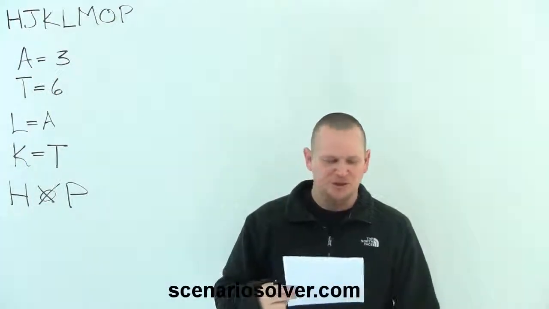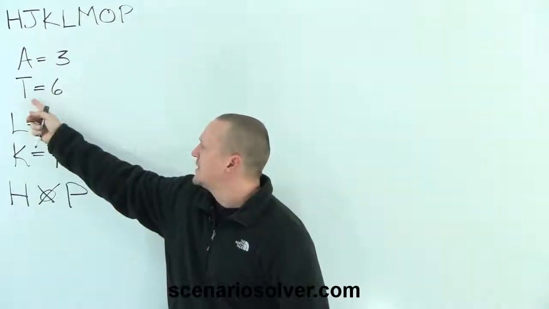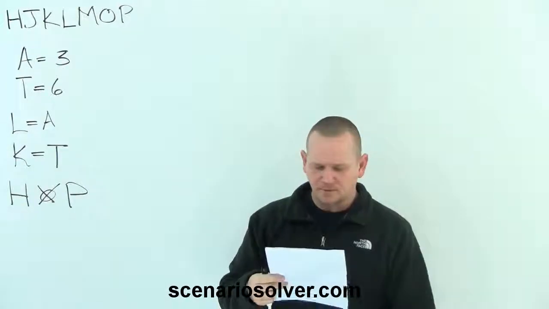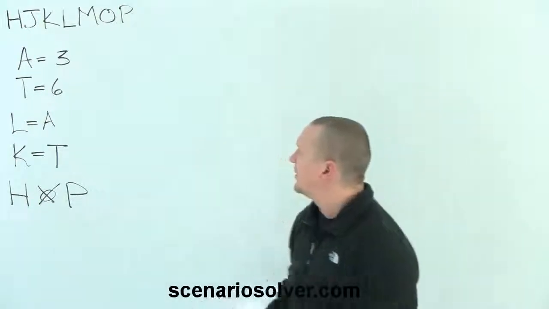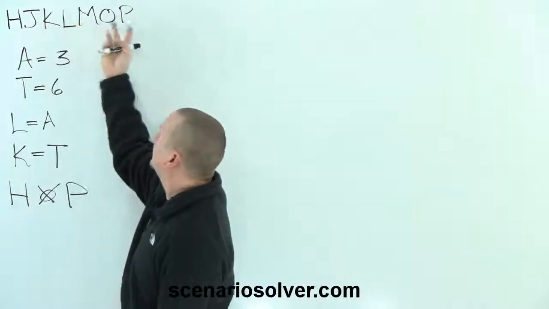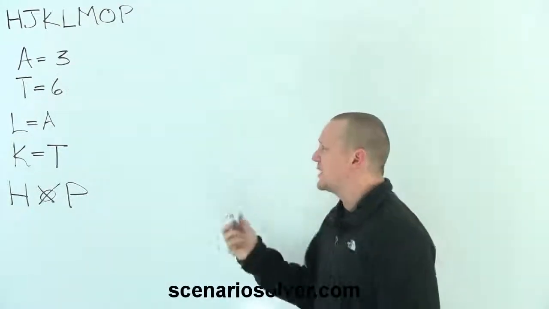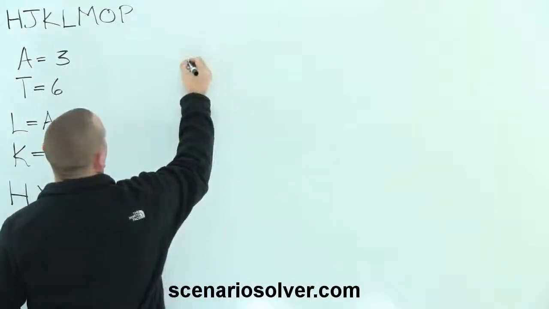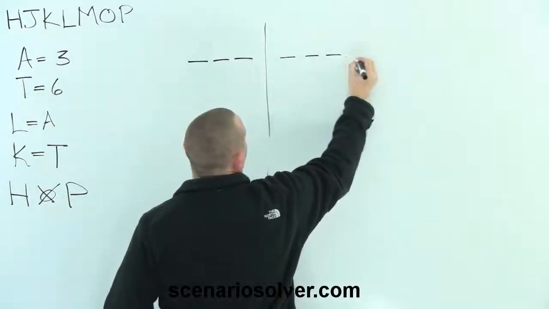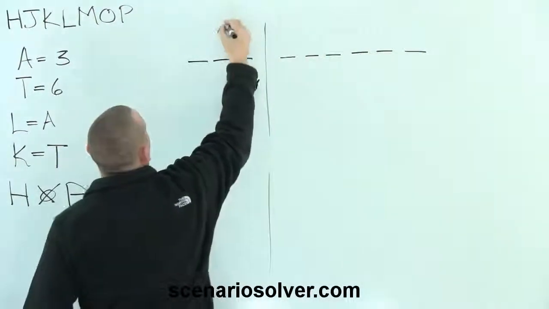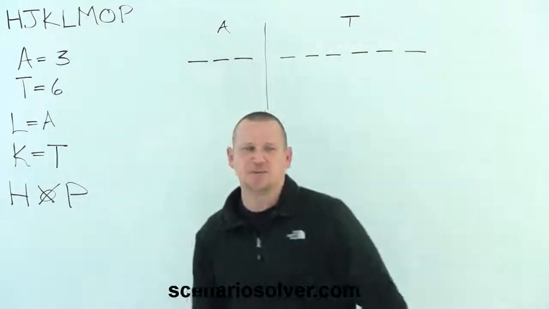There are 3 open positions on the appellate court and 6 open positions on the trial court. So A equals 3, T equals 6. Not all of them will be filled at this time. So we have a total of 7 potential candidates, and we actually have 9 spaces. Right now we know that there are 2 groups: the appellate court with 3 spots, and then the trial court with 6 spots. So right now we have too many spaces and not enough variables.